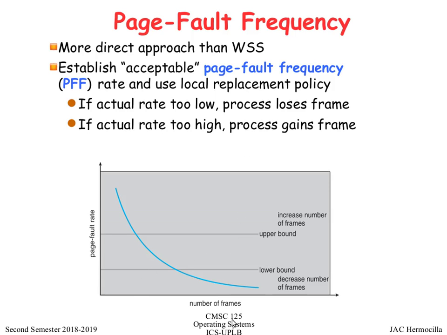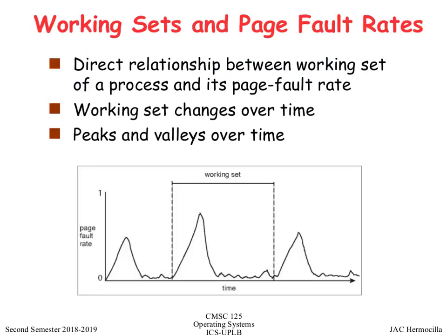So, as you see here in the graph, you have the number of frames. So, meron ka lang threshold dito. You have an upper bound and a lower bound. Okay? So, if the page fault rate is high, lumampas na siya dito sa bound na to, you increase the number of frames for that process. But if lower bound, you decrease the frames for the process.